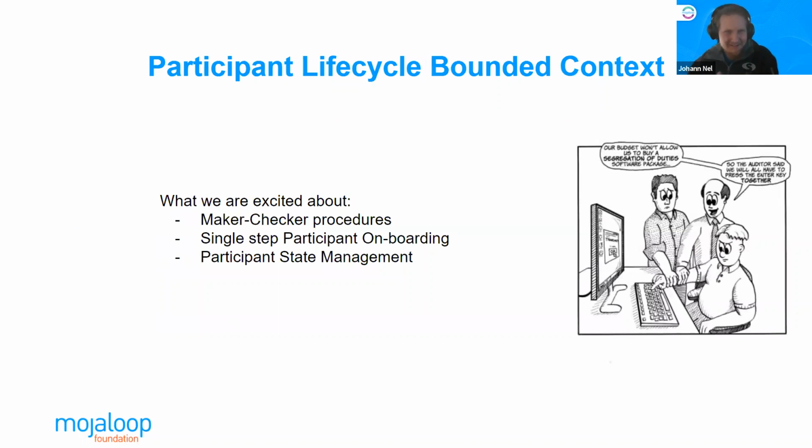Hi, everyone. Taking into consideration everything that's been said up to this point, we would like to hype up, for lack of a better word, the participant lifecycle, to get everyone excited about what we would like to achieve with the bounded context, since we will be embarking on our first journey with the participant lifecycle. And why did we choose it? And what do we want to achieve by doing it?